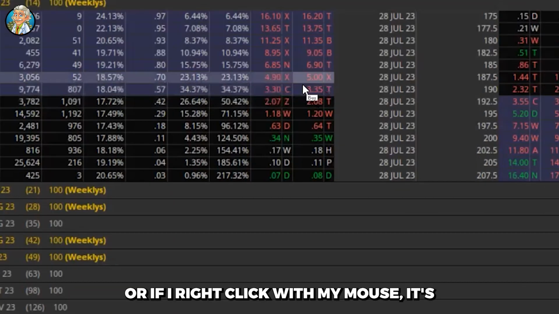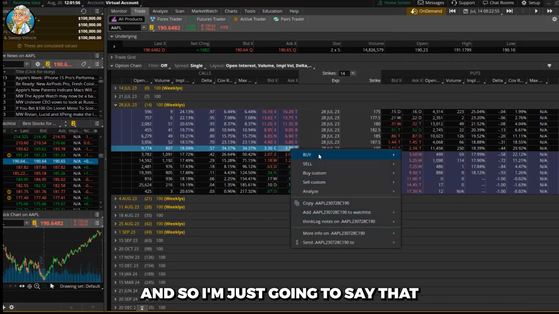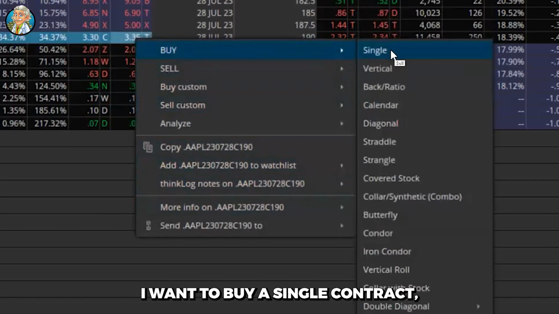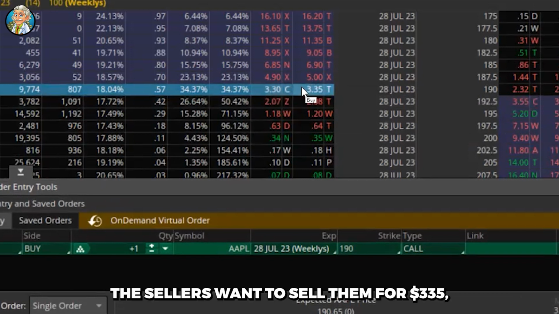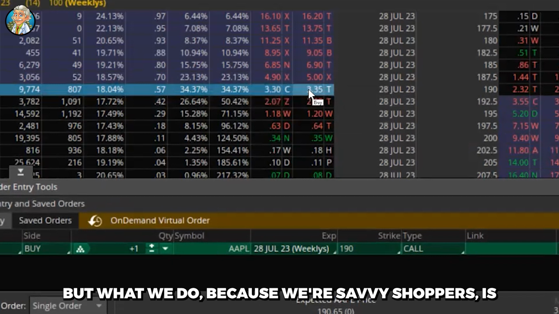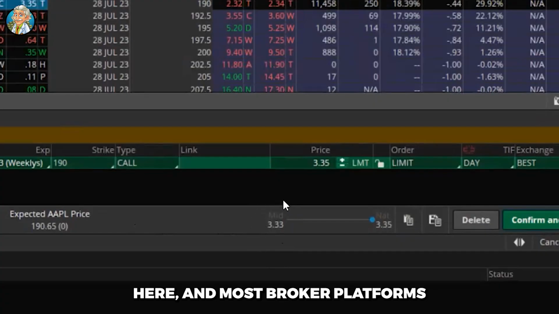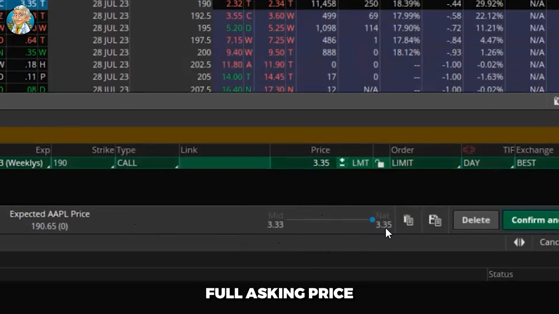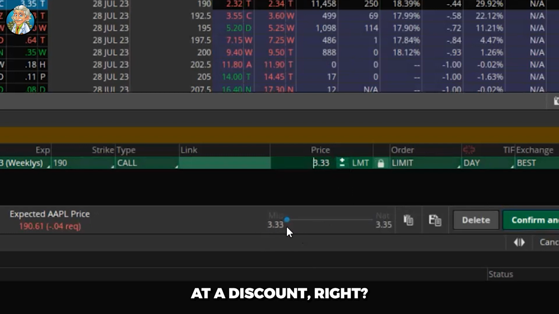And I can click on that, or if I right click with my mouse, it's going to pull up this whole menu. And so I'm just going to say that I want to buy a single contract, but I want you to look at something. The buyers only want to pay $330. The sellers want to sell them for $335, but what we do, because we're savvy shoppers, is we want to focus on this mid price here. And most broker platforms have this built in. So instead of paying full asking price for that option, what you want to always do is only offer the mid price.